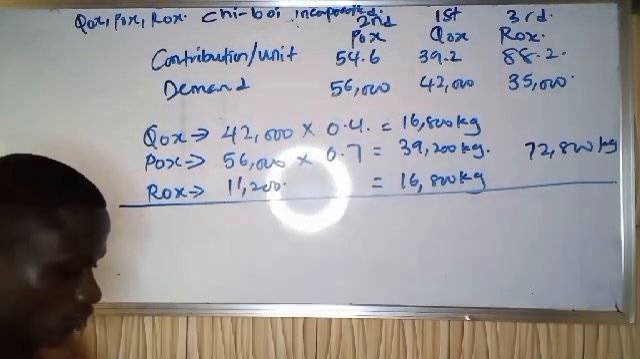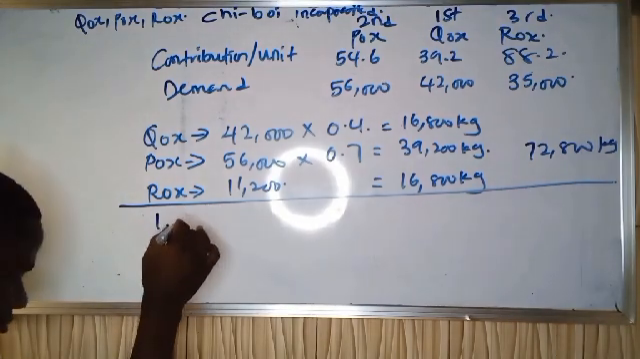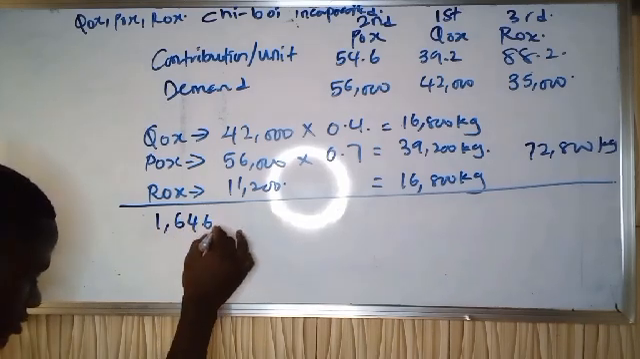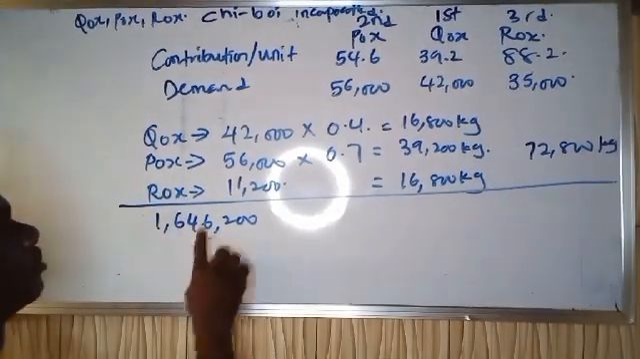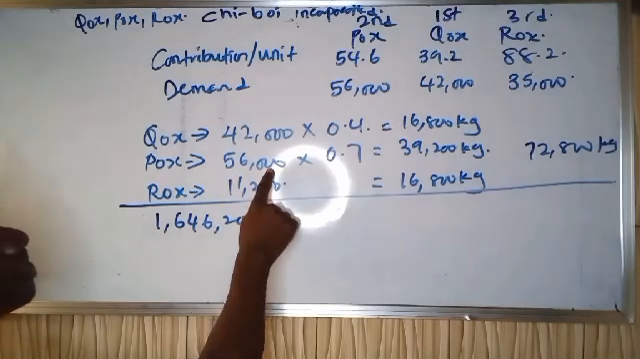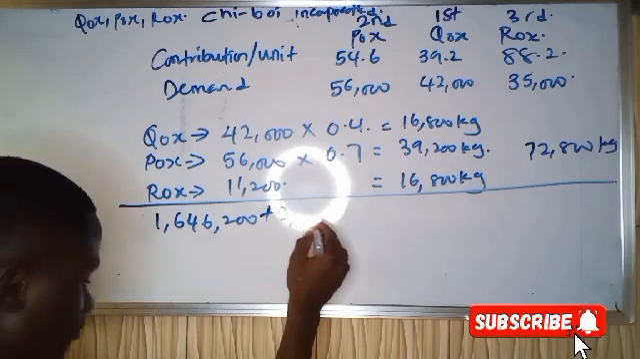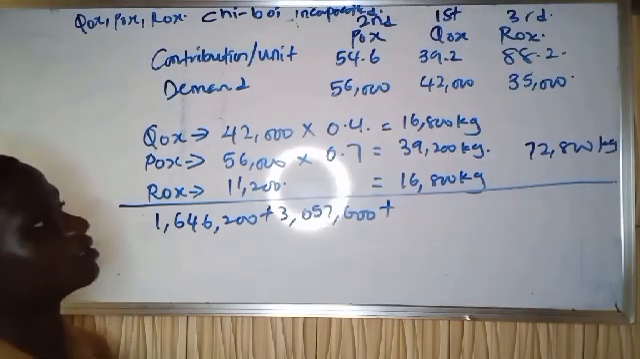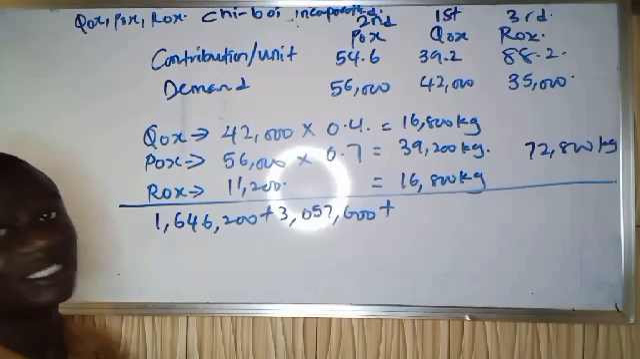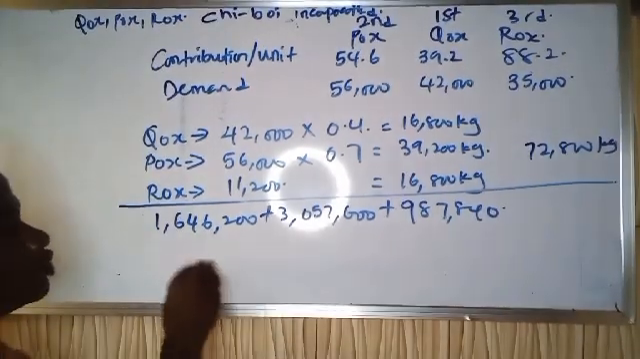So 42,000 times 39.2 is 1,646,400. You do the same thing for the next product: 56,000 times the contribution per unit, which is 54.6, gives 3,057,600. Plus for rocks, 11,200 is what I will be producing, and the contribution per unit is 88.2. So 11,200 times 88.2 is 987,840.